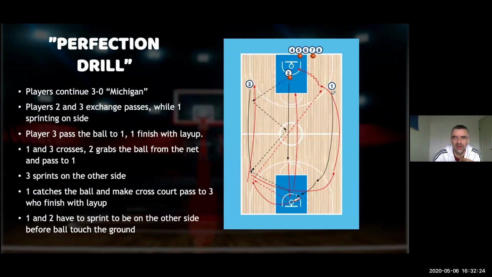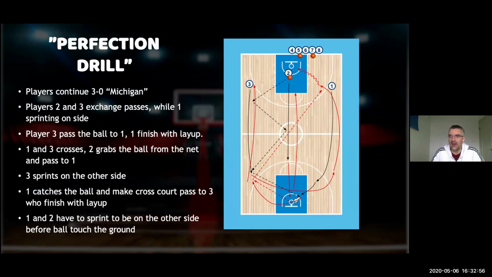The drill continues with a part of the drill called Michigan, which starts with 3 players in the line and the players on the side exchanging passes. So this player is just running, okay? And 2 and 3 are exchanging passes, and the last pass goes from 3 to 1 and 1 finishes.